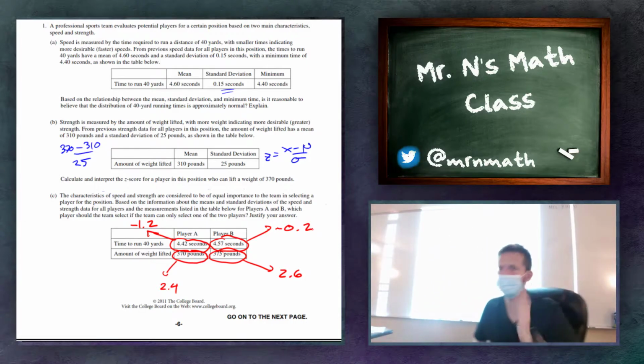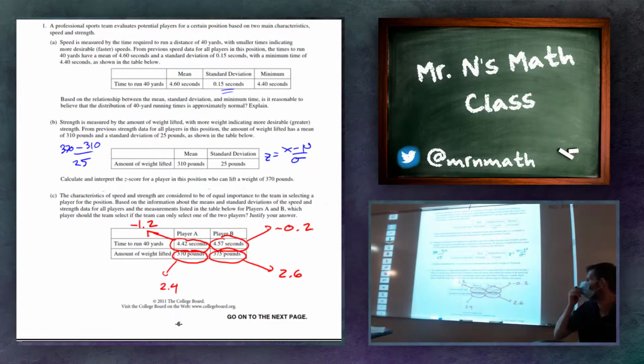All right, so take a moment and decide which player would be better for the team to pick overall, player A or player B? And then tell your neighbor what you think. Is it a higher z-score? Well, a lower z-score for the time.